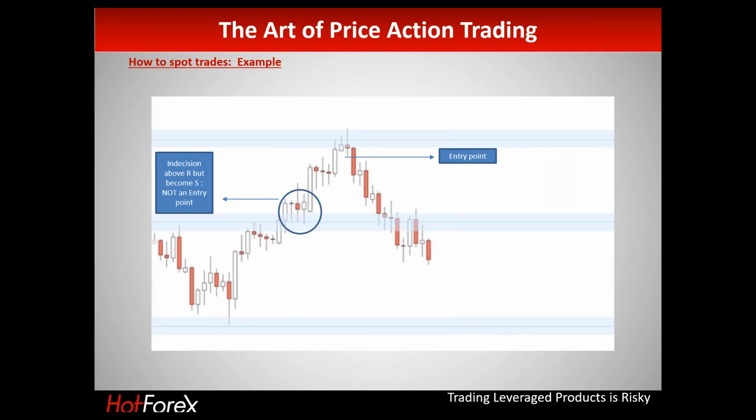So here we had dollar yen, I think. I thought it is dollar yen, but it doesn't really matter.